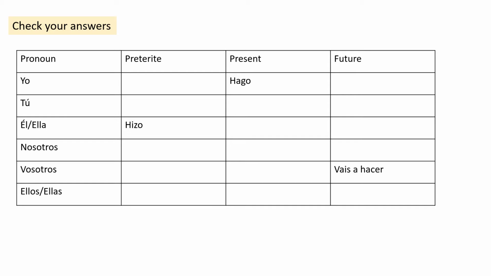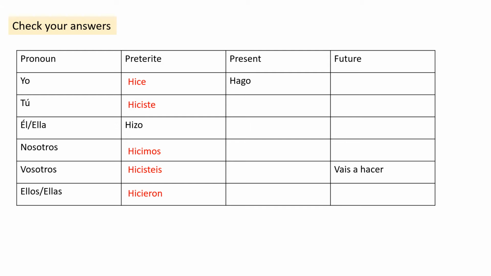Okay, let's check your answers now. Let's start with the yo in the preterite form. Hice, muy bien. Tú hiciste, él, ella hizo, nosotros hicimos, vosotros hicisteis, ellos, ellas hicieron.